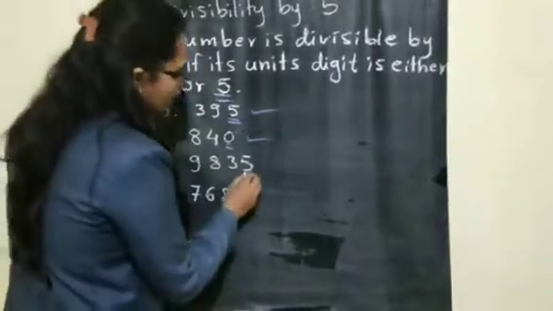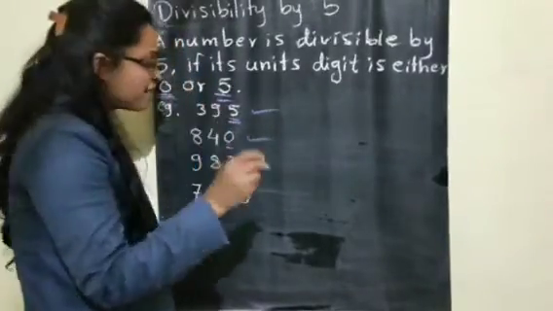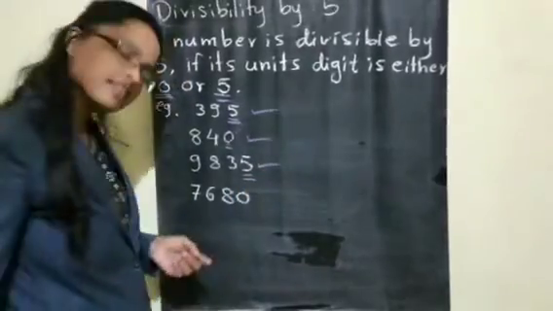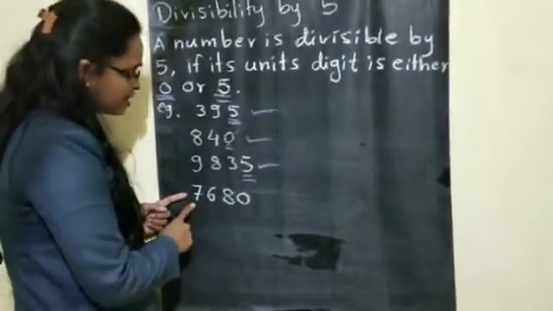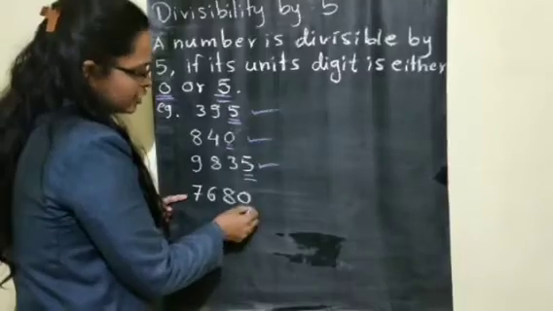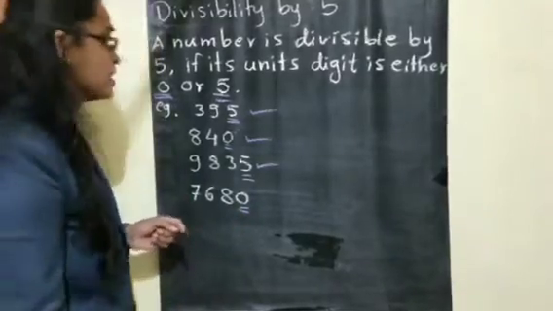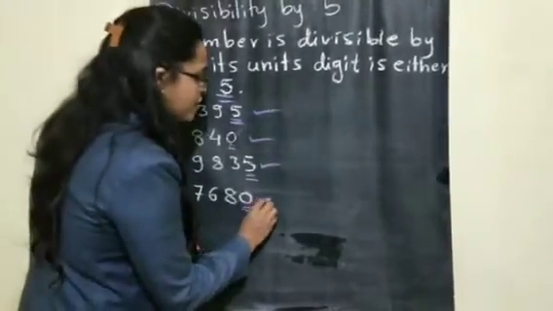9,835. Again check out its ones place. If the number 5 is present, yes, it is divisible. The number is 7,680. The unit place is 0. Yes, again it is divisible by 5.